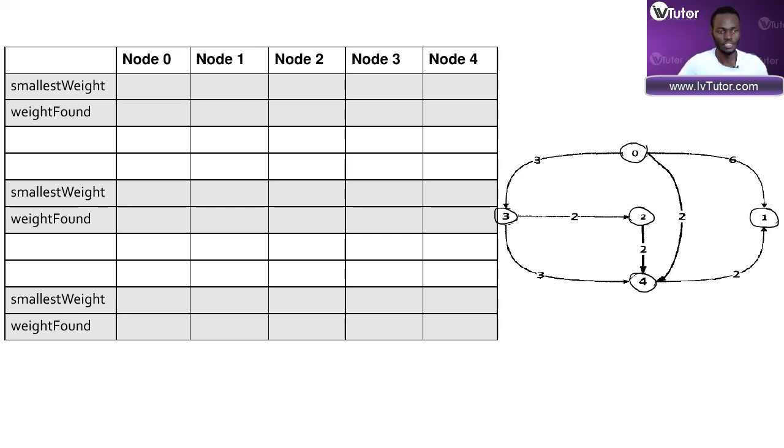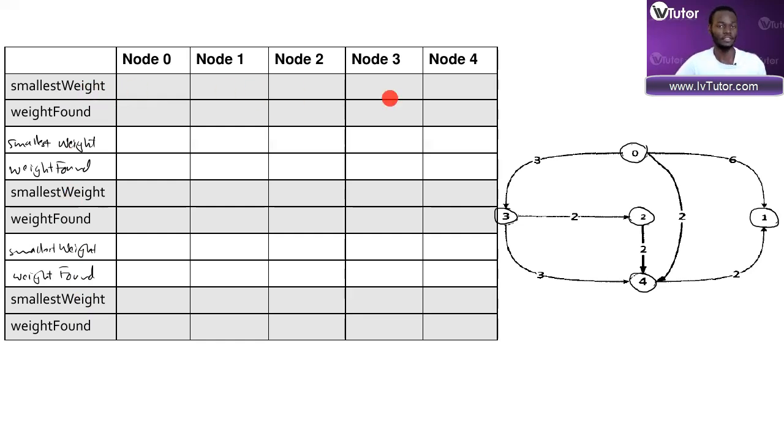So what you do is you draw a table. On each iteration, you are going to be updating the smallest weight array and the weight found array. Then you go to the next iteration, the next iteration, the next iteration. I don't know why I forgot to put smallest weight and weight found here. Okay, sorry about that. So on each iteration that we do, we are going to be updating the values of these 2 arrays. First iteration, second iteration, third iteration, fourth iteration, up to the 5th iteration.